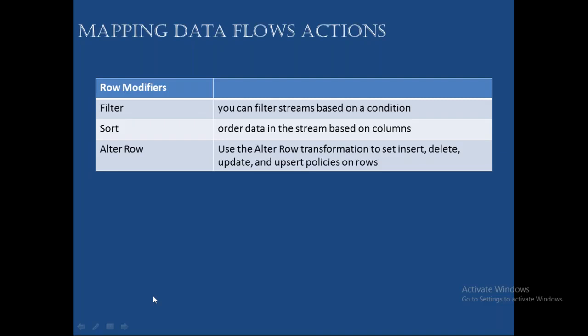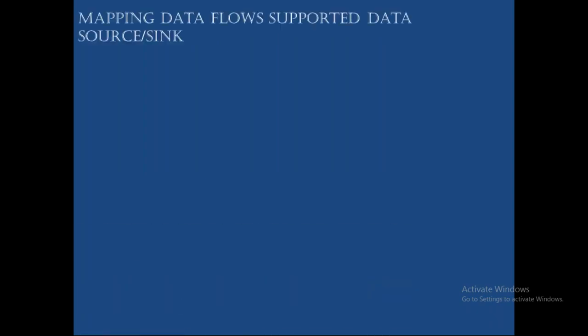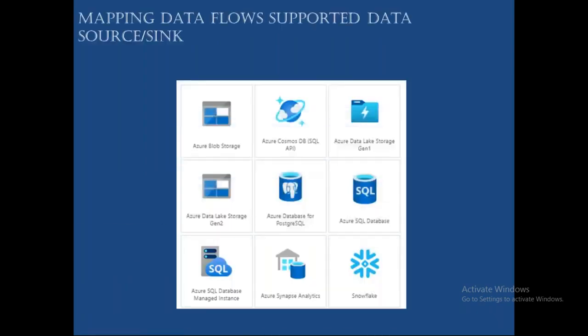Okay, you understood? So these are the total transformations we have. Now, mapping data flows supported data sources. See, these are the supported data sources: blob storage, Cosmos DB, data lake storage Gen 1, data lake storage Gen 2, Azure database for PostgreSQL, Azure SQL database, managed instance, Azure Synapse Analytics, that is nothing but an Azure data warehouse, and Snowflake. Only these are the 9 sources our data flows will support as of today.